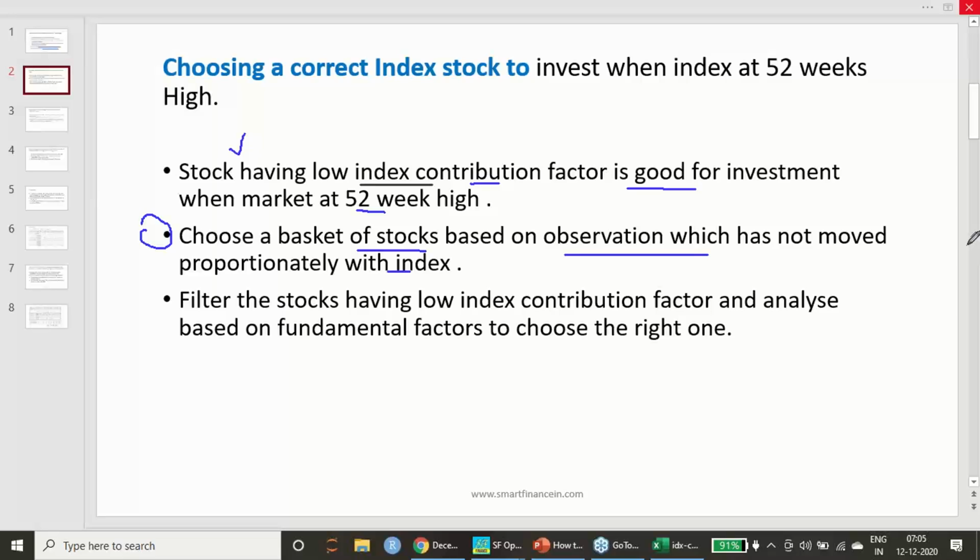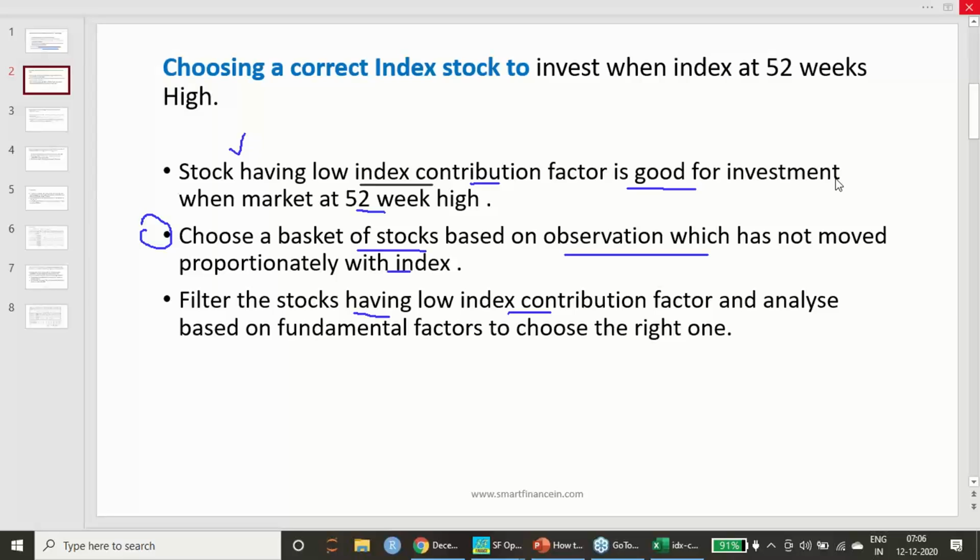From that index, choose a basket of stocks. When I say a basket of stocks, you can choose two to three or four stocks of your choice, based on observation. It has no rule. You can choose any stocks. Then filter the stocks having a low index contribution factor. Analyze their fundamentals. When I say analyze the fundamentals, have a look at why these stocks have not contributed much to the index movement. Are there any management-related issues, or is there any way their performance is going to be compromised? These are the things.